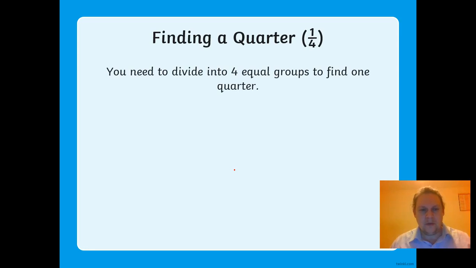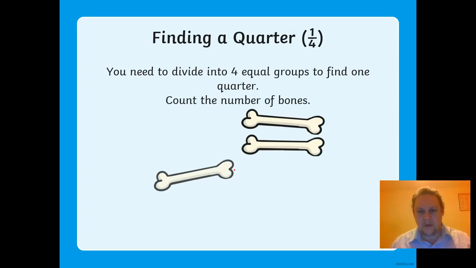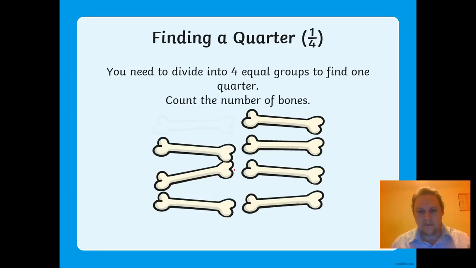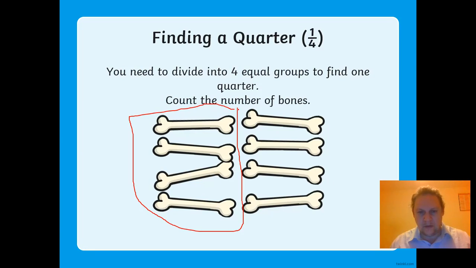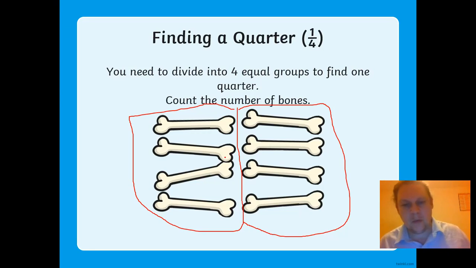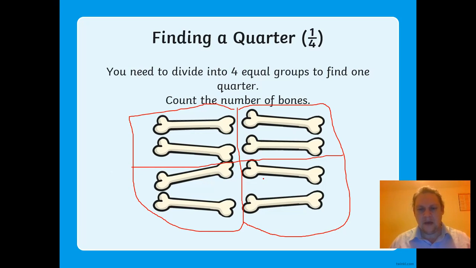Right, finding a quarter. You need to divide into 4 equal groups to find a quarter. Count the number of bones. Okay, we've got bones for dogs again, I think. So first of all, we've divided them into 2 equal groups. We've halved them. Now, can you remember what we can do to easily make 4 groups? We can halve, and then we can halve again.